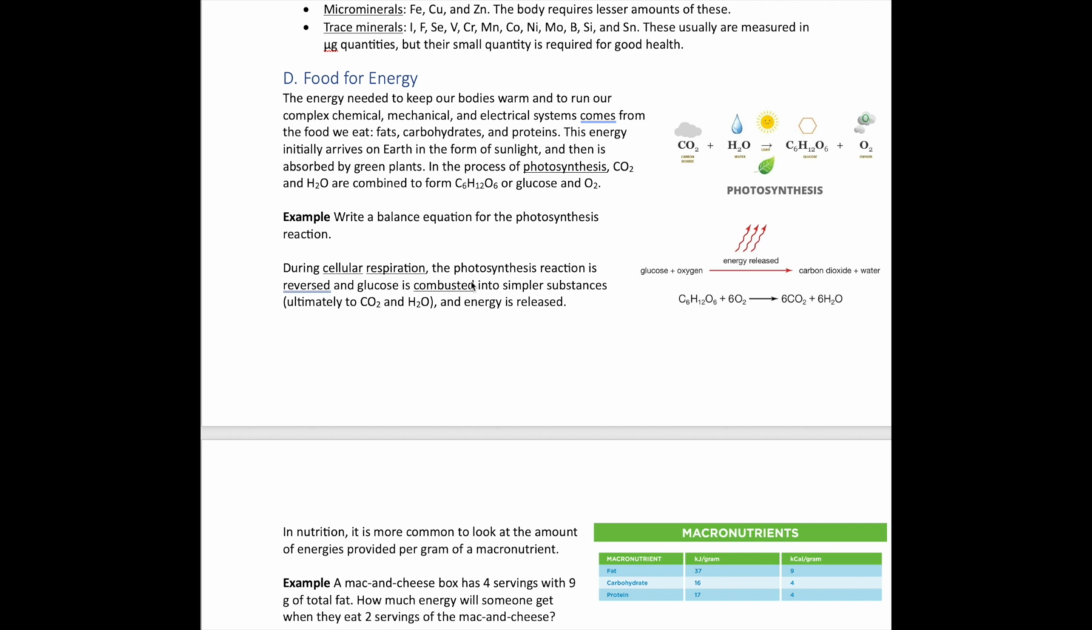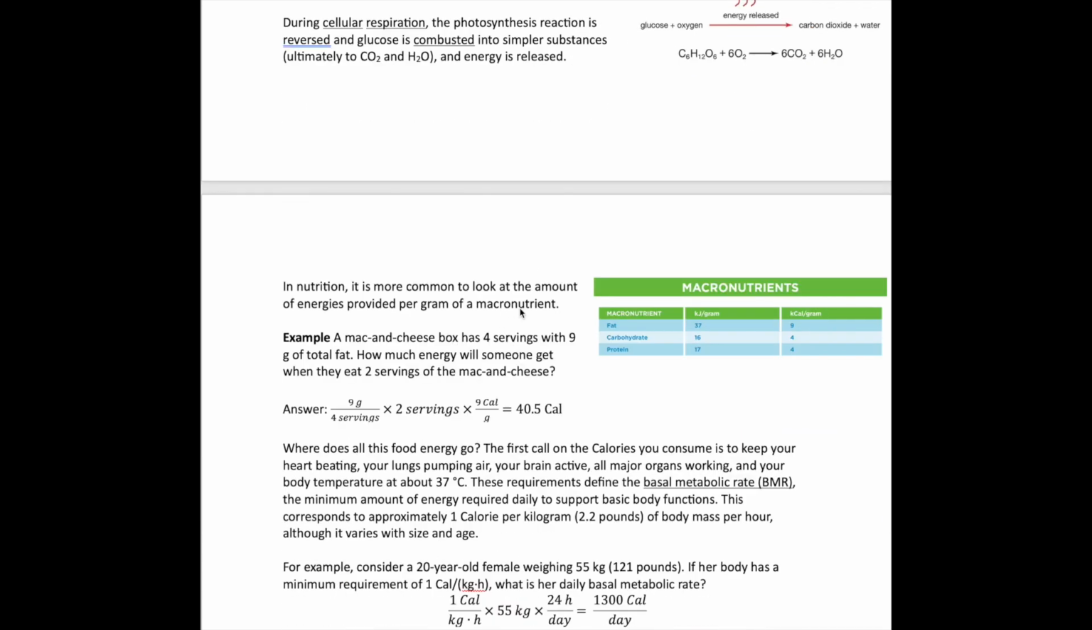In the cells that make up our bodies, they are broken down in the process called cellular respiration. And this is just the reverse of the photosynthesis reaction. So then you get this equation right here. You can see now the sugar is reacted with oxygen gas, which we inhale, to produce water and carbon dioxide, which we exhale.